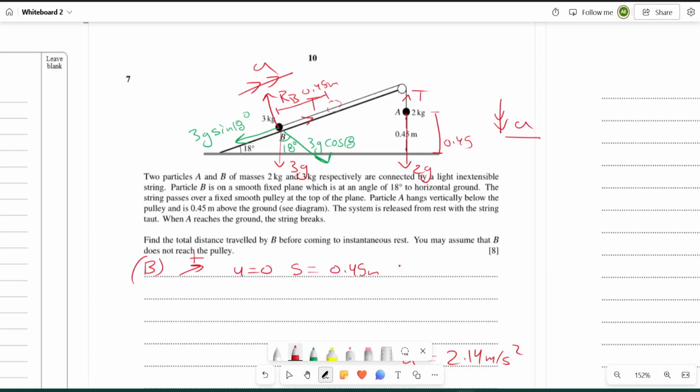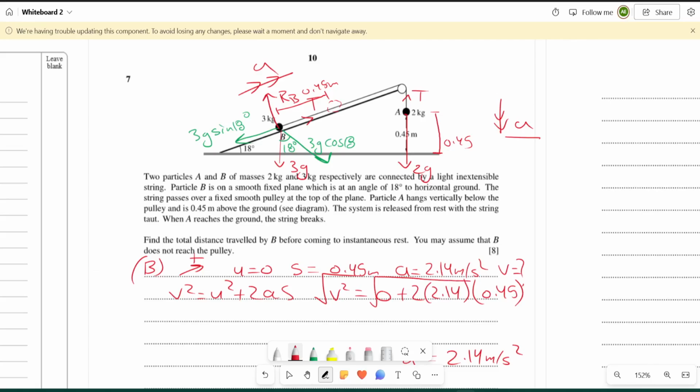We have acceleration, which is 2.14 meters per second squared. It's also in our positive direction. And we want V. So U, S, A, V. I did not mention T, so I'm going to use V squared equals U squared plus 2AS. So V squared equals 0 squared plus 2 times A, which is 2.14, times S, 0.45.